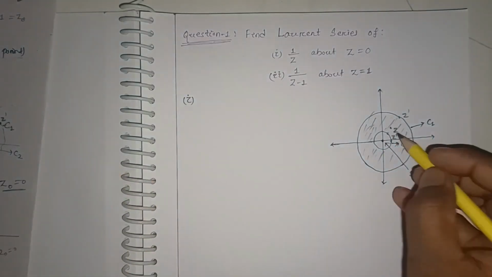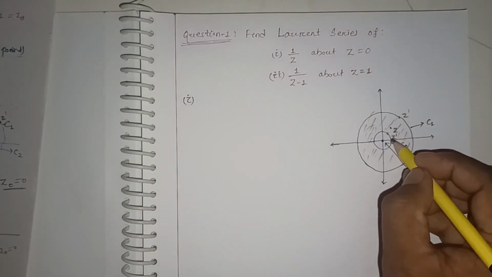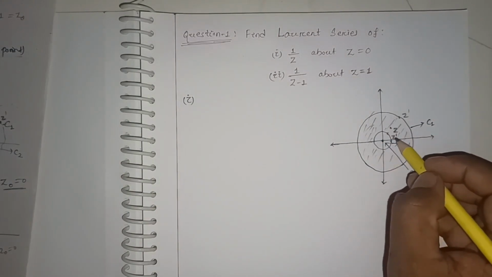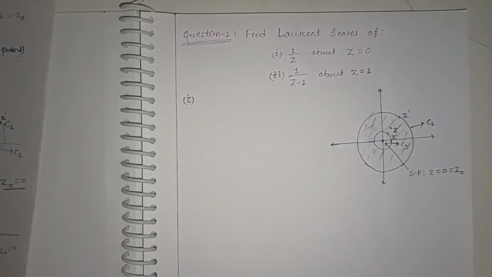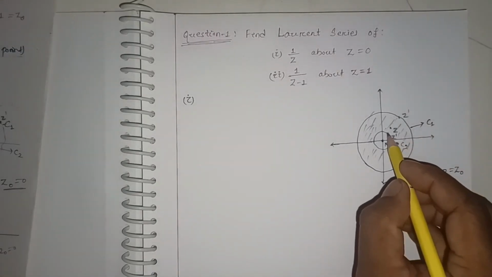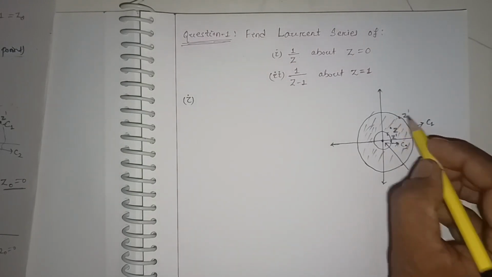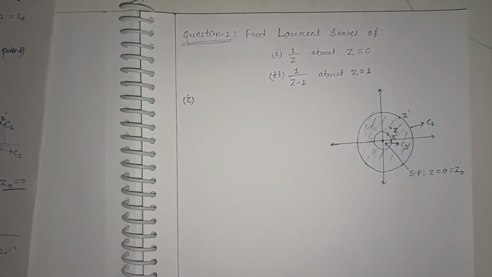Okay, so here a point on the circumference of circle, either C1 or C2, will be considered as z dash. This point is your z dash, this point is your z dash. Now we are going to find out f1(z) and f2(z). First we are going to consider f1(z). Before that we have to write systematically.